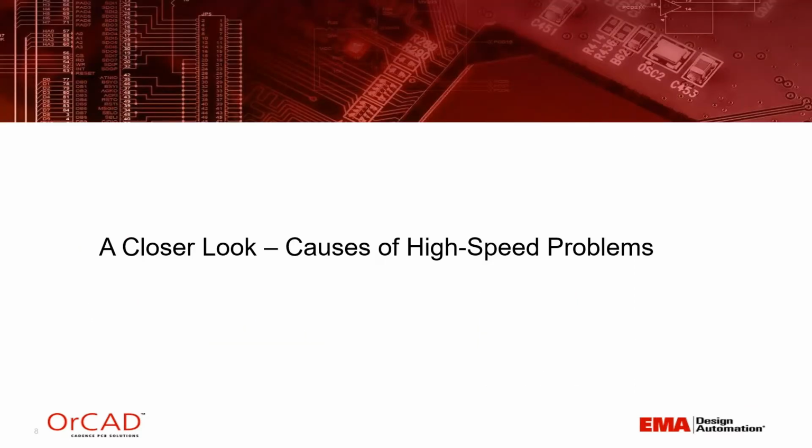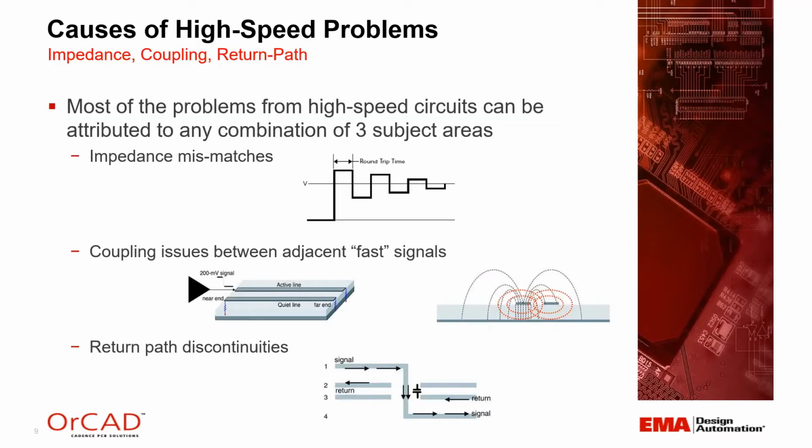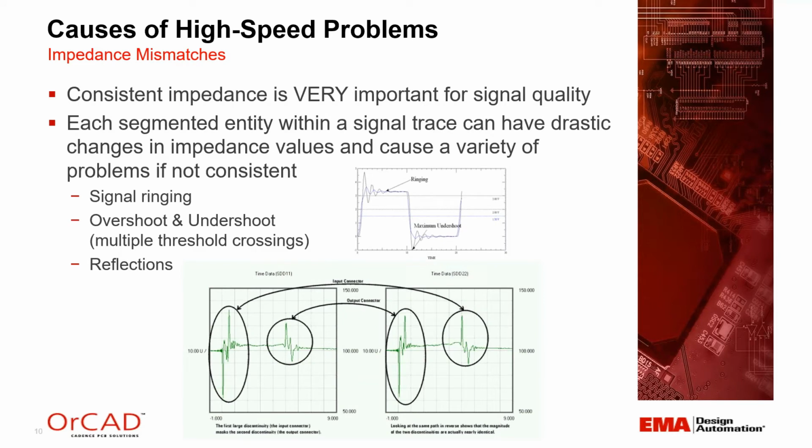So let's take a closer look at what these high-speed problems are and how they present themselves. High-speed issues typically manifest themselves in three subject areas: impedance mismatches, coupling issues, and return path discontinuities. Taking a look at each one individually, with impedance mismatches you typically get things like signal ringing, a delay associated with overshoot, undershoot, and multiple threshold crossings when your receiver is trying to determine change of states. And they cause reflections, which can reduce signal quality.